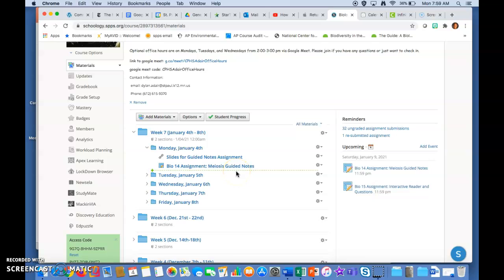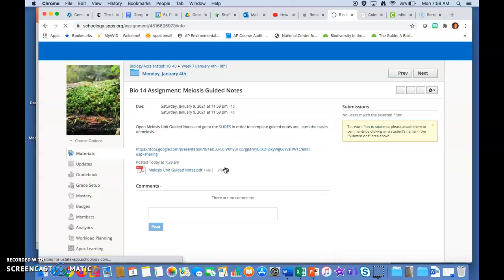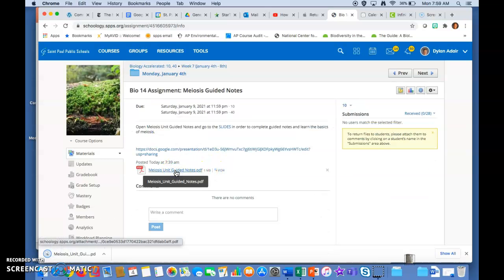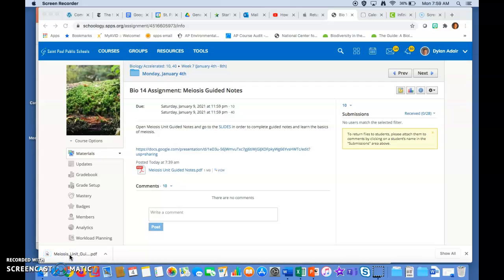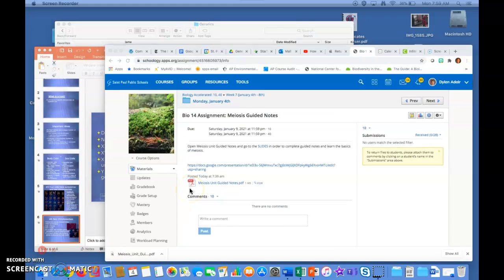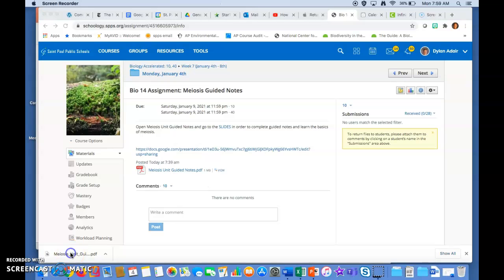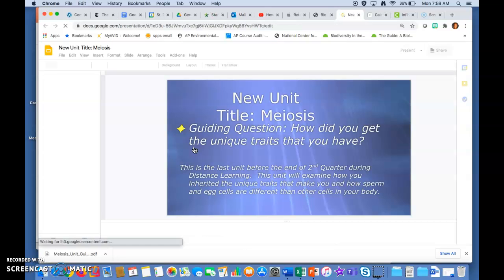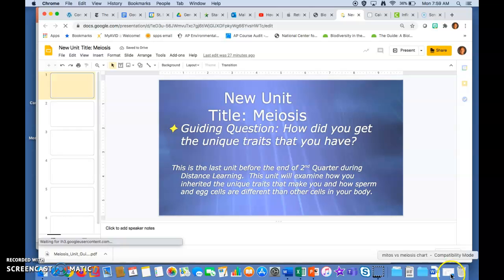All right, it's going to be pretty simple for the first part. We just have some guided notes for you to do to get started. So you can open up the Bio 14 assignment, Meiosis guided notes. You'll see it's a PDF. You'll want to open that in Notability. Hopefully that comes up. One moment. And you'll also want to open up this link of the slides that go along with the guided notes.